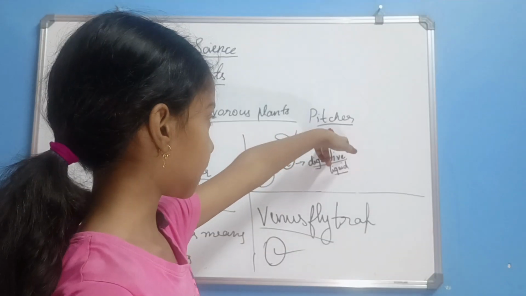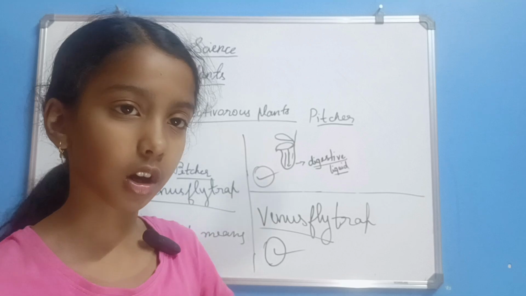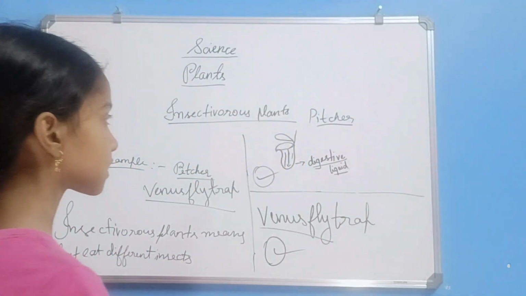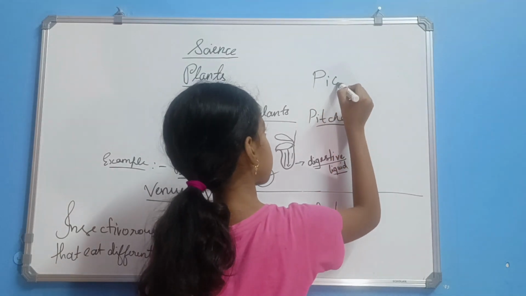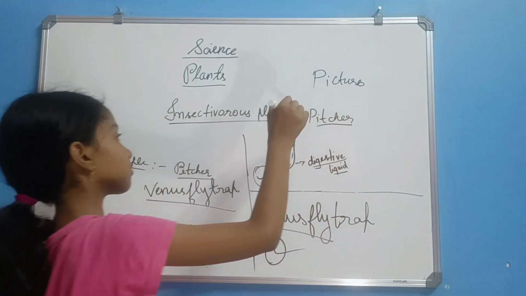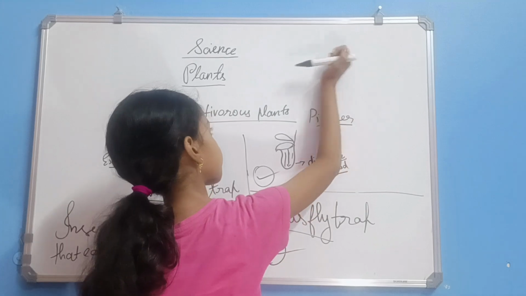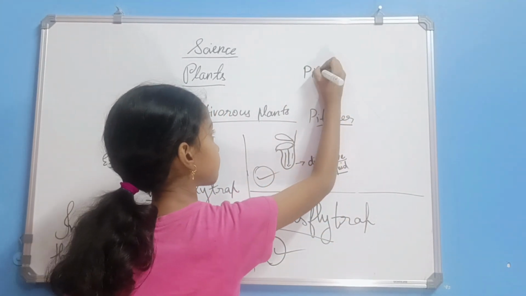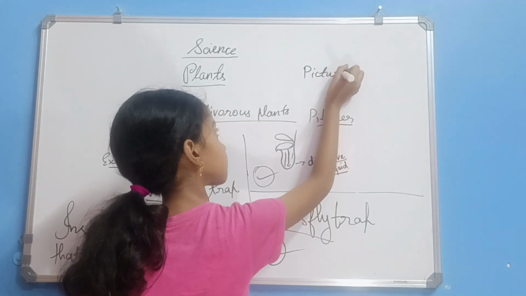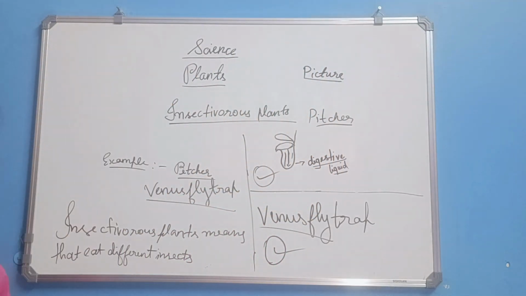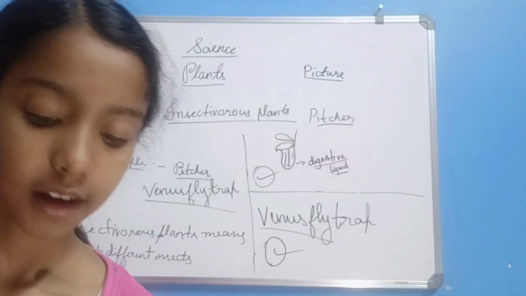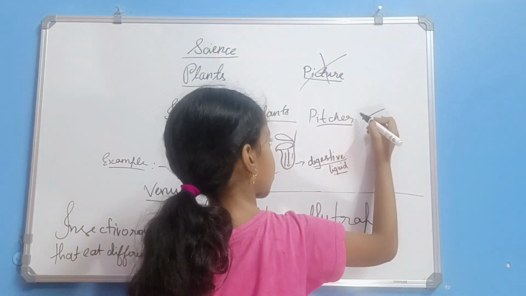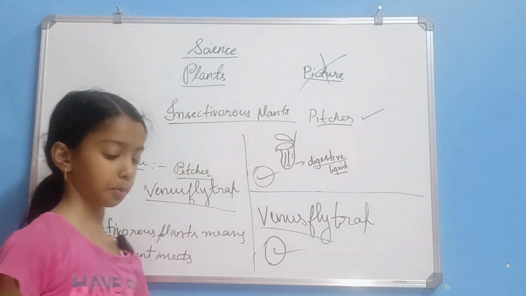See, once again I'm telling you, don't write picture. Write pitcher like this. Some will write like this. Sorry, some will write like this. Like this they will write picture. Okay, don't write like this. This is the correct spelling of insectivorous pitcher plant.